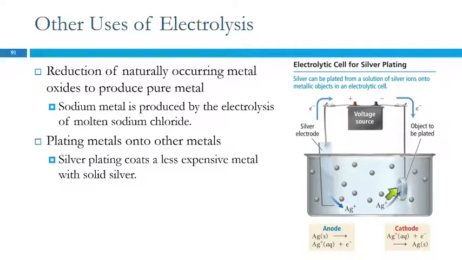Here's the object that we're plating, and we've got a silver electrode over here, and so the silver ions are going to be formed here at the anode, and then they're going to be reduced again at the cathode. And so they will coat or plate onto that object.